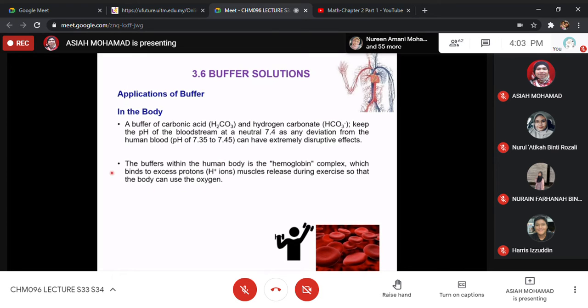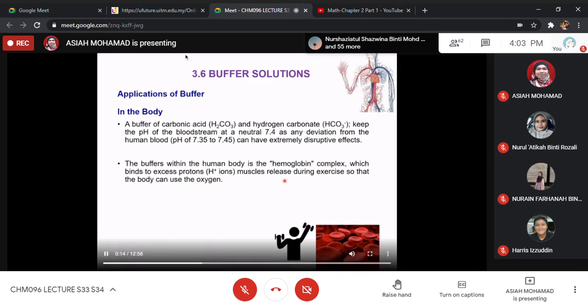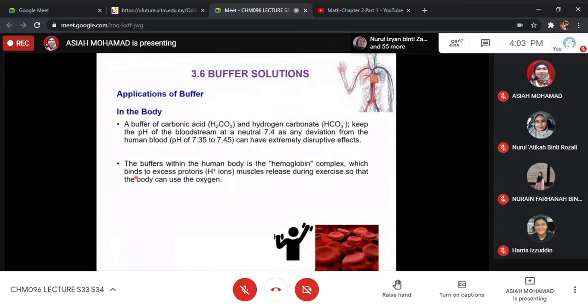For the second point, hemoglobin also acts as a buffer in the blood. During exercise or increase in metabolic activity, hemoglobin helps to control the pH of the blood by binding some of the excess protons that are generated in the muscles, so that the body can use the oxygen.